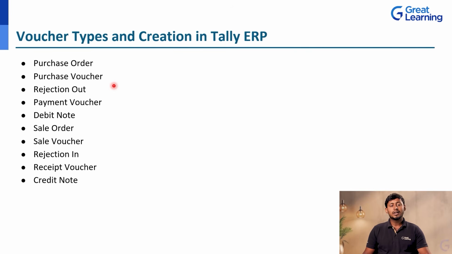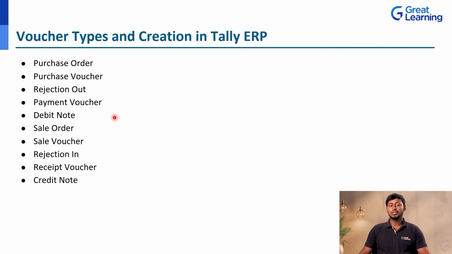So next point, rejection out. Once you have purchased, for example, I have ordered 100 units of raw materials from XYZ Limited. Once XYZ Limited sends the goods, during the loading, unloading or transportation, 3 units are damaged. That needs to be sent back to XYZ Limited and we need to replace it with 3 units of fresh raw material from XYZ Limited, correct? So for that we need to enter the rejection voucher also.